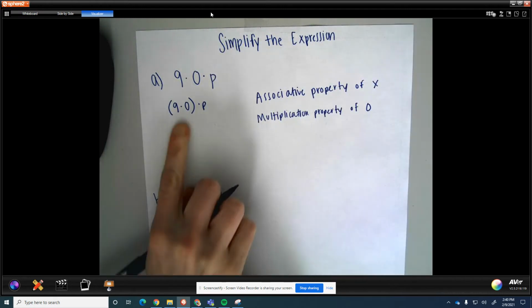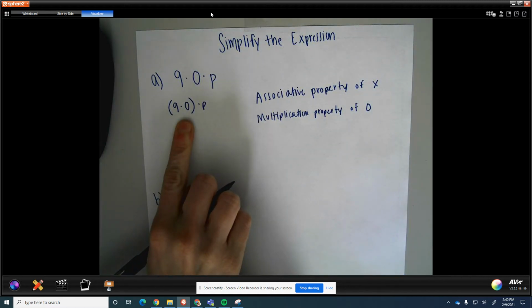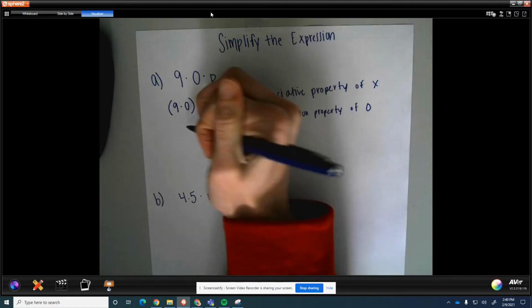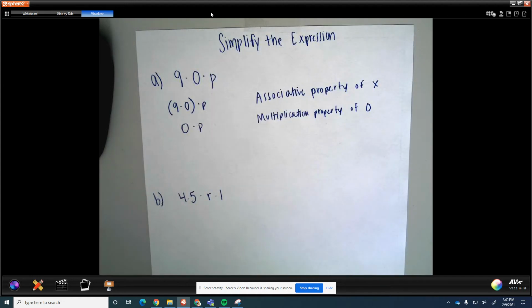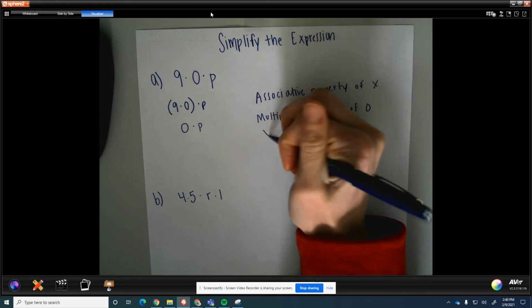So now what I'm going to do is use the multiplication property of 0 and multiply 9 times 0, right? And we know that 9 times 0 is 0. We're going to continue to multiply that by p. I'm actually going to use this again. I'm going to shorten it.